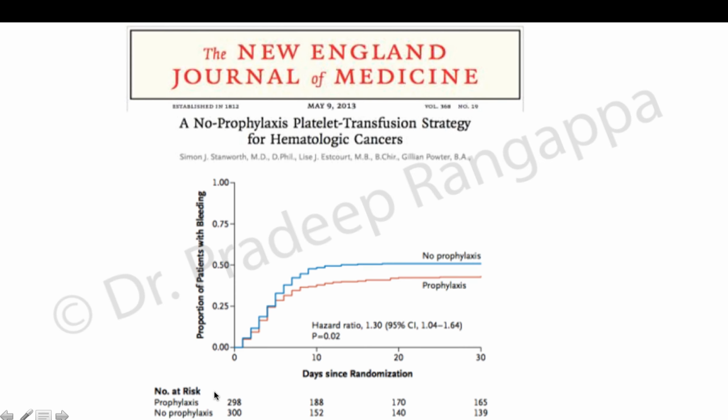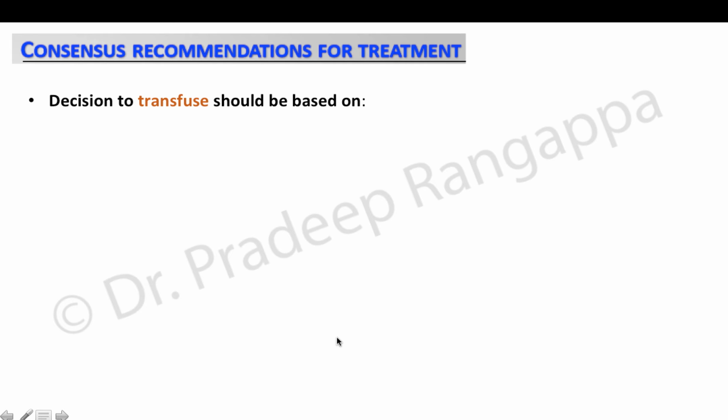After this study, another study came. As you see, with prophylaxis the bleeding risk was a little higher, and the P value was statistically significant in this particular study. So what is the consensus recommendation for treatment with platelet transfusion? The decision to transfuse should be based on the platelet count, less than 10,000. There is some evidence that giving prophylaxis will prevent further or more life-threatening bleeding, so you may have to consider it.